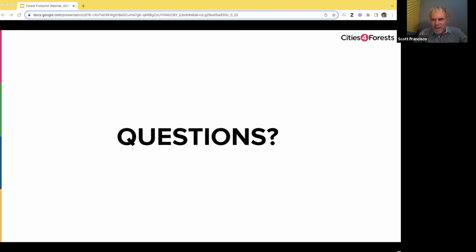Great. I see a few other questions coming in. A question for Megan: is this tool specifically for tropical deforestation? Yes, it is. How can this be adapted to other types of forests? Scott, do you want to address that, or shall I? I'll take a quick stab at it and you can fill in the blanks.